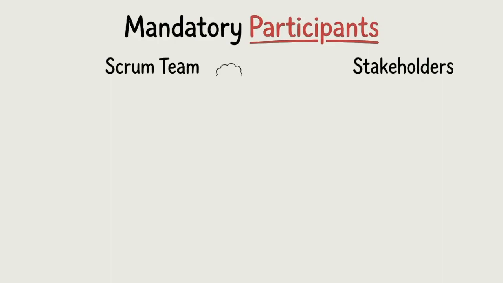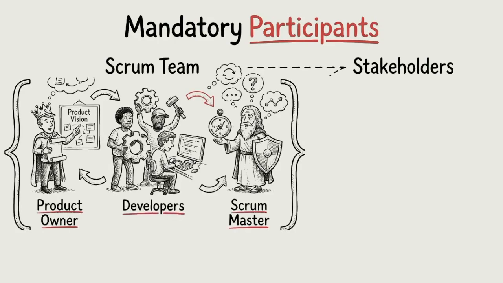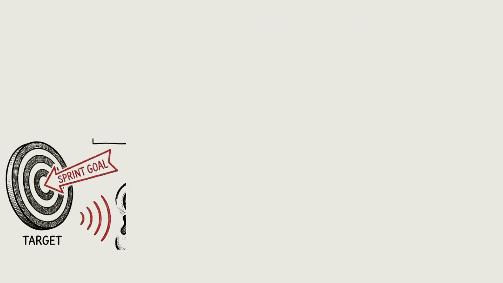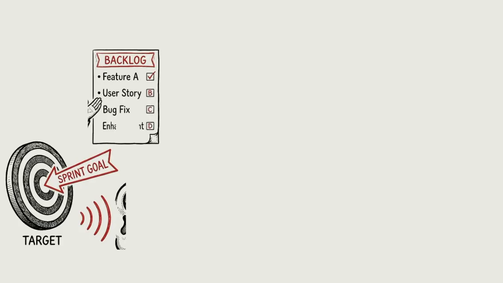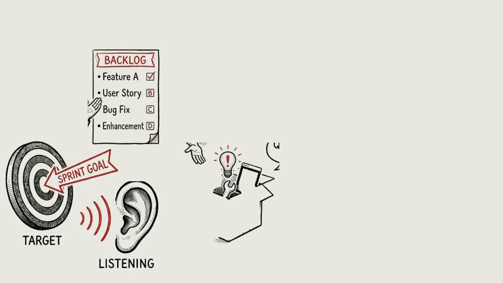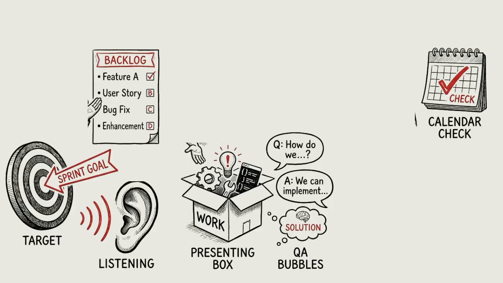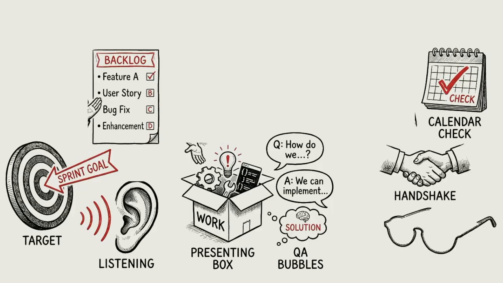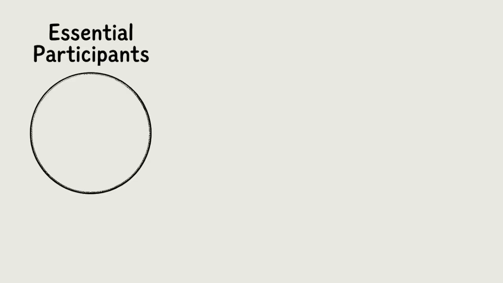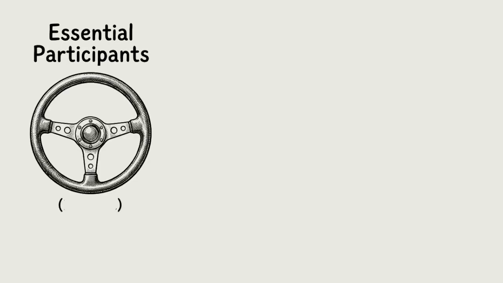Mandatory participants for the sprint review meeting are the Scrum team and key stakeholders. The Scrum team includes the product owner, developers, and Scrum Master. The product owner explains the sprint goal, discusses the state of the product backlog, and listens carefully to feedback. The developers present the completed work and answer questions about how the product behaves and what was learned. The Scrum Master ensures the event takes place, supports productive collaboration, and helps everyone stay focused on inspection and adaptation. In addition, stakeholders invited by the product owner are essential participants because their feedback drives meaningful decisions.